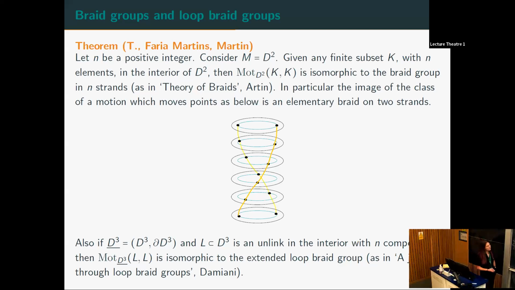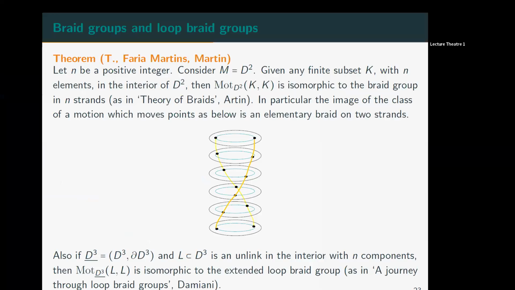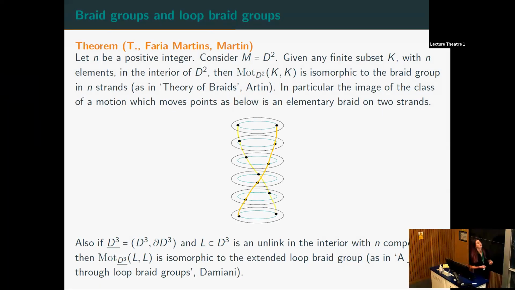And also, if we take a ball, if we take D3 with the boundary fixed, and we consider our subset L to be the unlink in the interior of D3, so N loops that are not knotted or linked, then what we get, Mot(D3, L), is really isomorphic to what's called the extended loop braid group in this paper of Damiani.